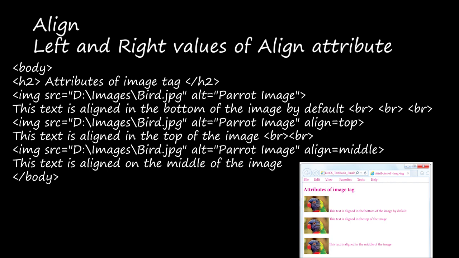So the text will be aligned to the top. In the third one, if you see, align is equal to middle, so the text will be aligned in the middle, right? After that, align is equal to middle also they have given a text and they have closed the body tag and html tag, right? So how will the output be? The first one is default. The first one is aligned to the baseline of the text, right? The image bottom line and the text baseline are the same. The next one we have given align is equal to top, right? So the text is aligned to the top of the image. The next one, align is equal to middle, so the text is aligned in the middle of the image, right?